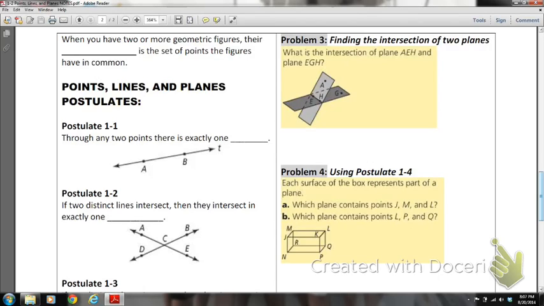On the next page of notes, when you have 2 or more geometric figures, their intersection is going to be the set of points that the figures have in common. So next we're going to have our first 4 postulates. The first postulate says through any 2 points there's exactly 1 line. So here we have line AB or line T. That's how we could name that one.